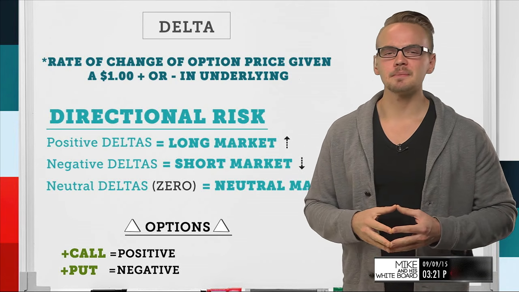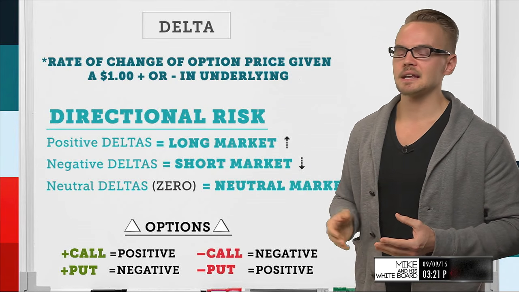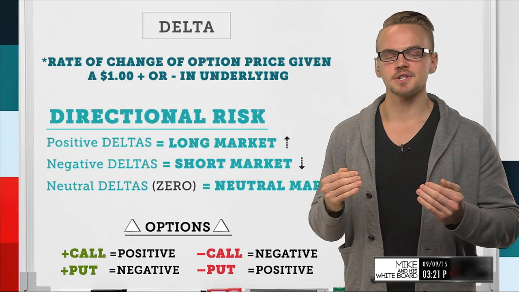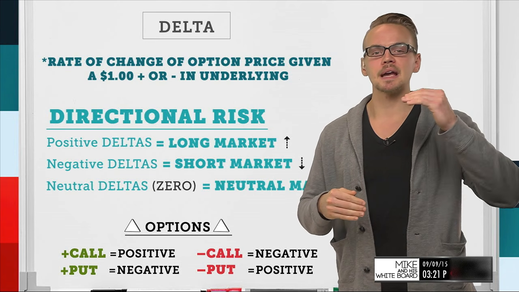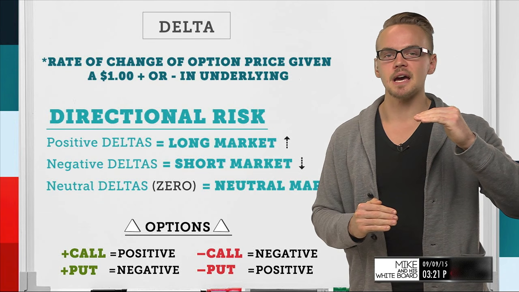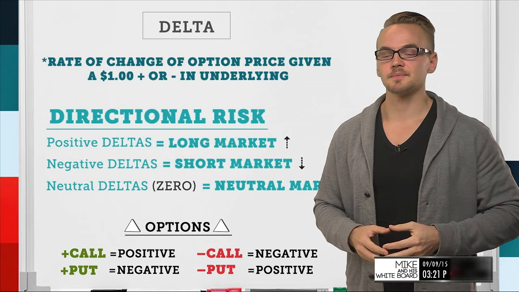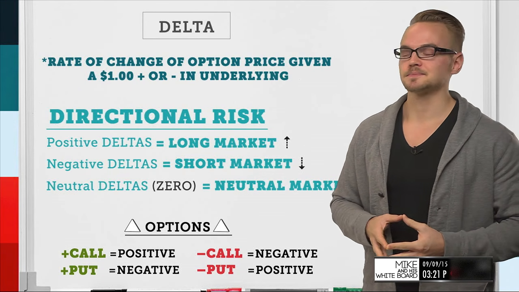On the other side, if I'm buying a put, then I would have negative delta. And that's because buying a put gives me the right to sell 100 shares of stock. So if I buy a put at a certain level and then the stock goes down, I can now sell the shares higher than what they're worth in the marketplace. So that's going to have a negative delta.